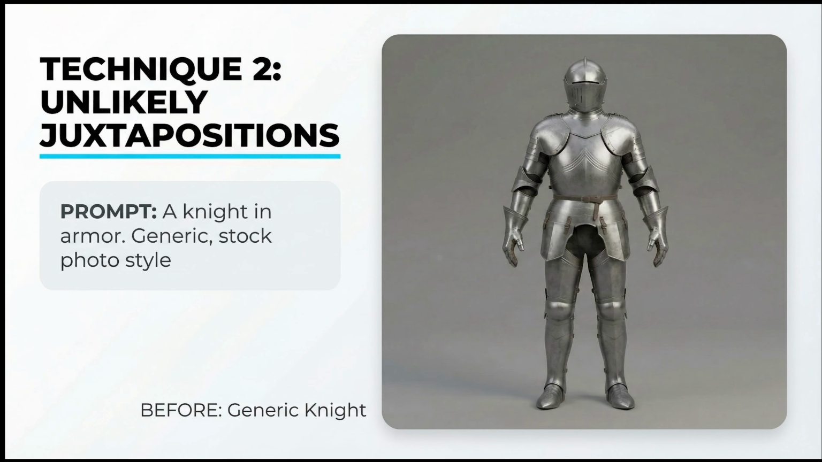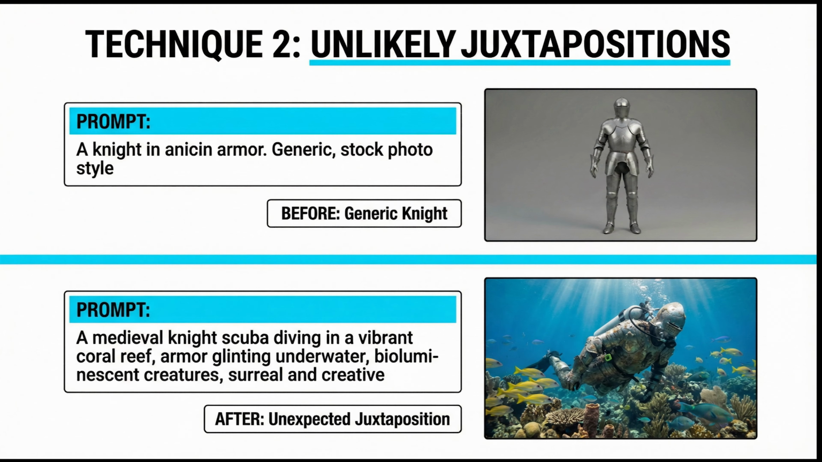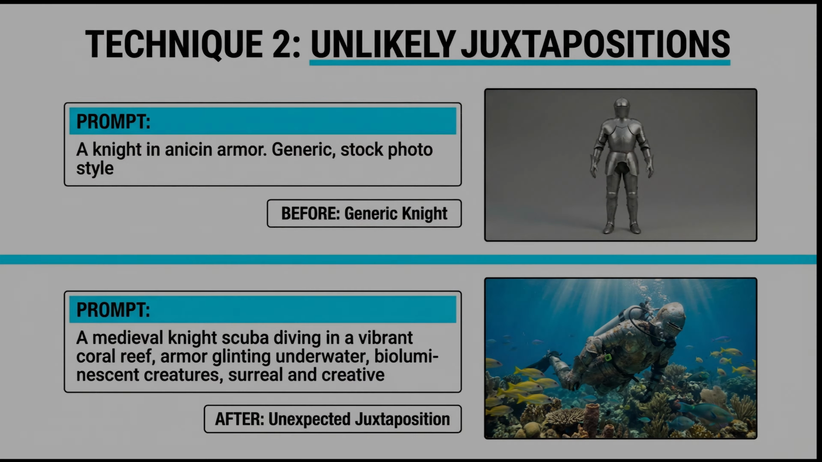The second technique is unlikely juxtapositions. AI defaults to the expected. The easiest way to break this is to combine 2 things that should never go together. For example, a before prompt would be a knight in armor. The after prompt, a photorealistic knight in medieval armor scuba diving in a vibrant coral reef surrounded by tropical fish.